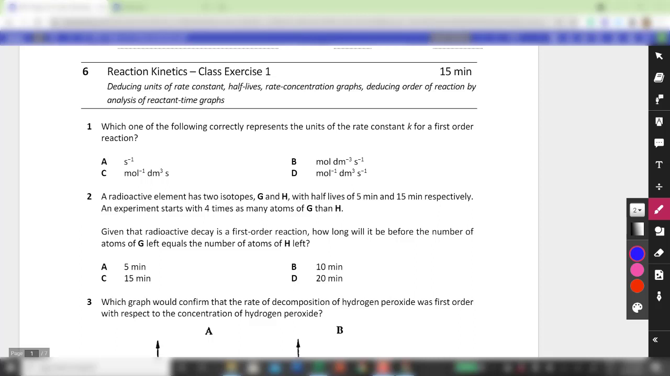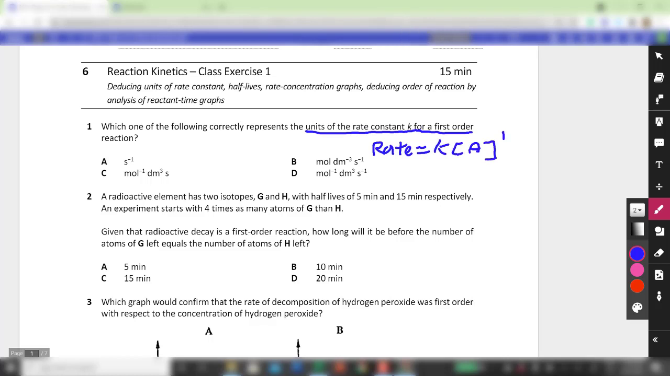Alright, let's do a debrief for reaction kinetics in class exercise 1. The first question asks you for the units for the rate constant K for a first order reaction. So let's say the first order reaction, we can write the rate law as rate equals K[A] to the power of 1.